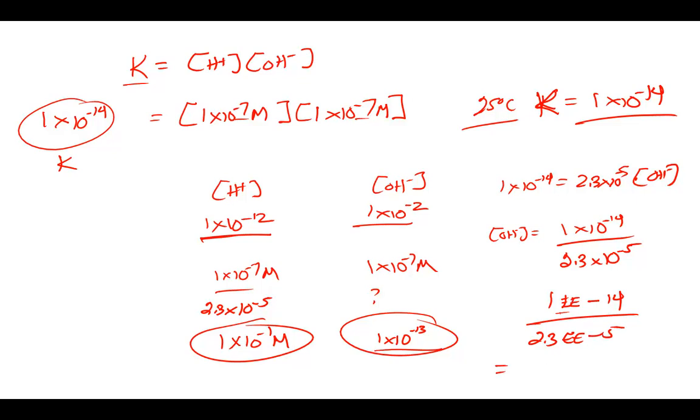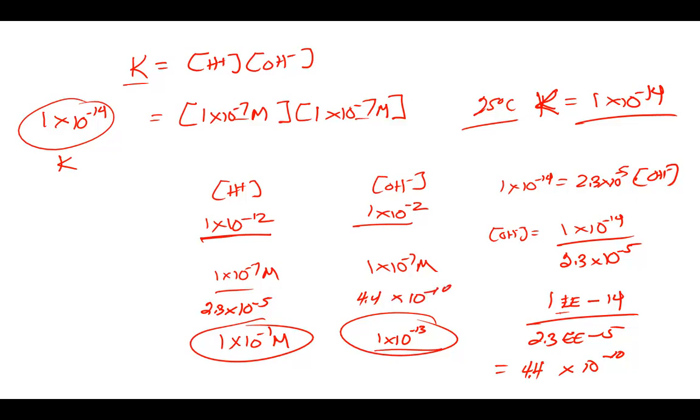And you should get for an answer 4.35, round that up, 4.35 times 10 to the negative 10th. Actually, we'll only have maybe 2 significant figures, so you just say 4.4 times 10 to the negative 10. So that's what we now know the hydroxide ion concentration to be: 4.4 times 10 to the negative 10th.